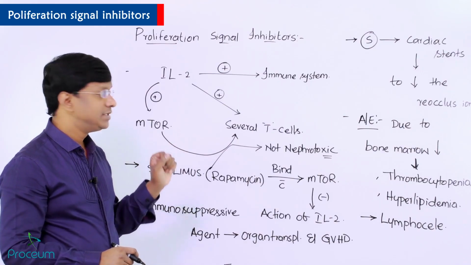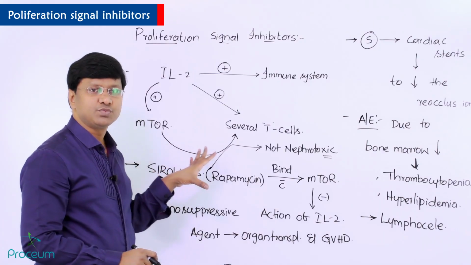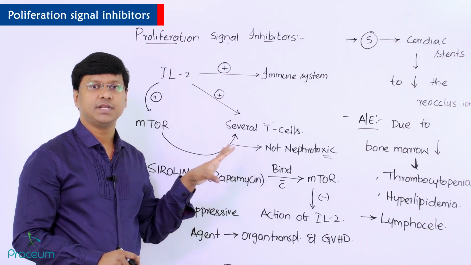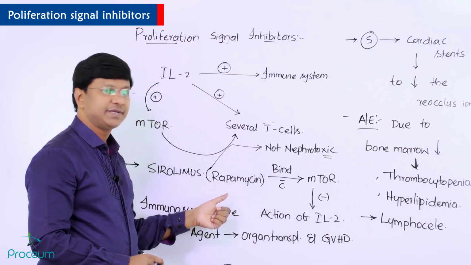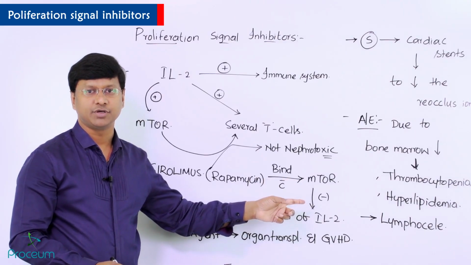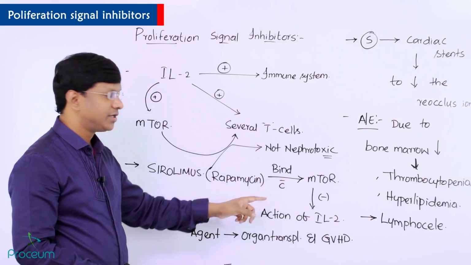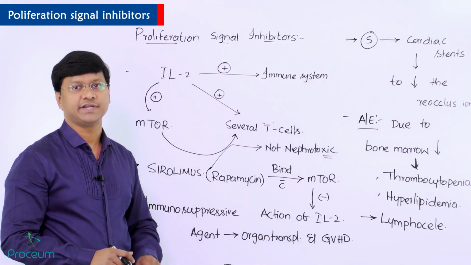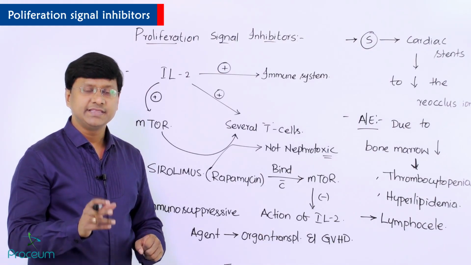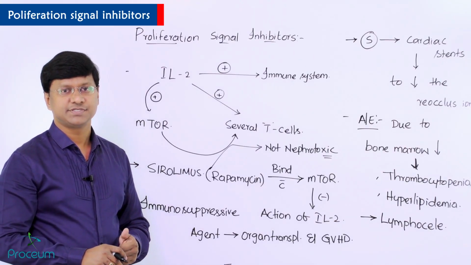Next, the drug we have is sirolimus. Remember sirolimus, which is also called rapamycin, will bind to the mTOR, and thereby it will inhibit the action of interleukin 2 without affecting its transcription. In this way, it is acting as an immunosuppressive agent.